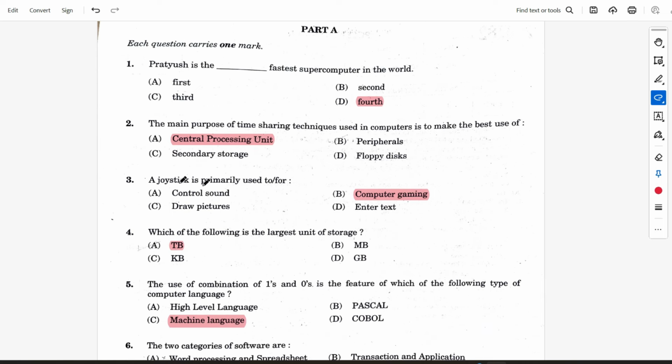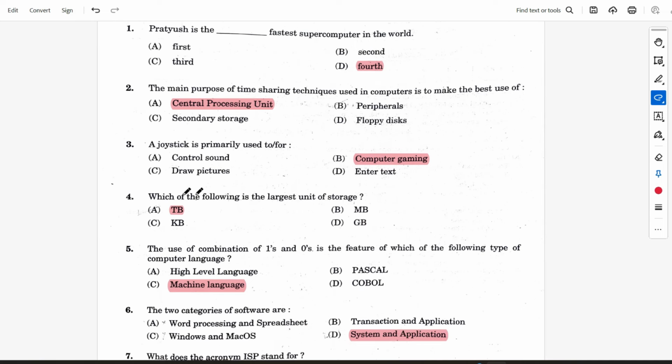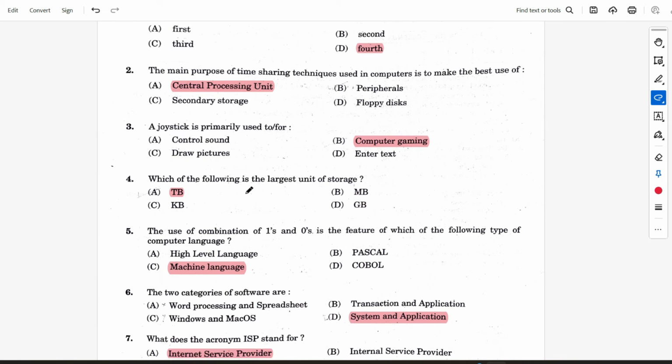The joystick is primarily used for computer gaming. It is not used for sound controlling, drawing pictures or entering text. It is used for gaming control. Which of the following is the largest unit of storage? It is a very easy question: TB. GB you use in your mobile phones, TB you use in laptops, so the largest unit of storage is the terabyte.